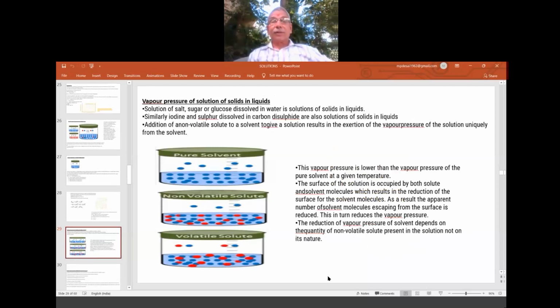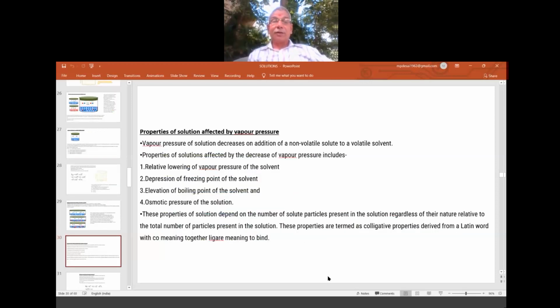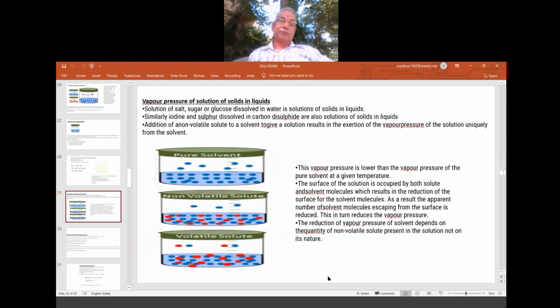Next is the vapor pressure of a solution of solids in liquids. This we'll discuss in our next session, for which I require a separate session. Till now we covered the liquid solution. Now we are going to discuss solids in liquids. When solids are dissolved in liquids, what is the impact on the vapor pressure of the liquid? This is also an example of a liquid solution only, but here solid is the solute.